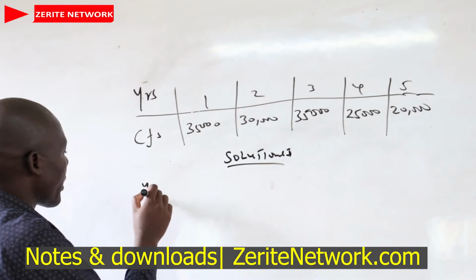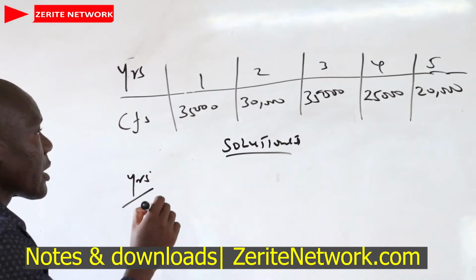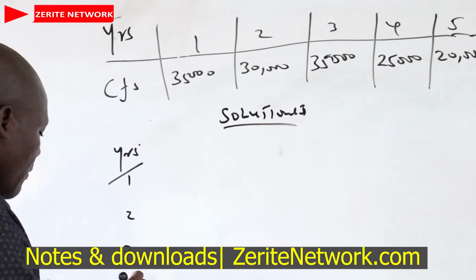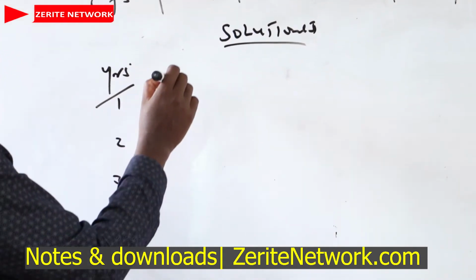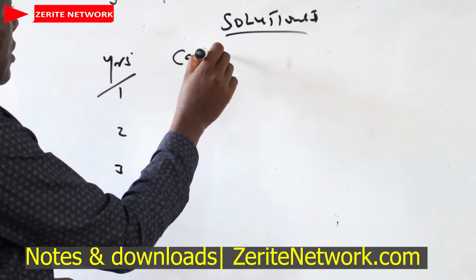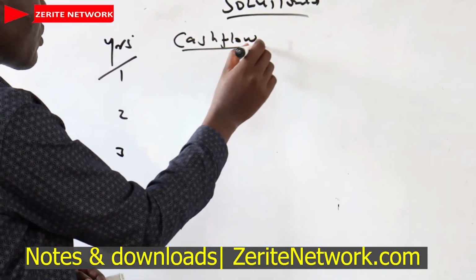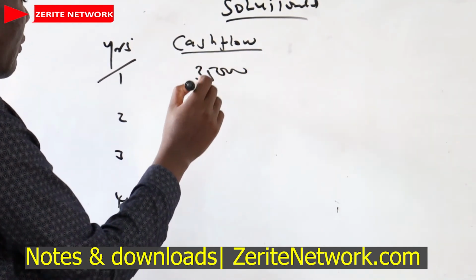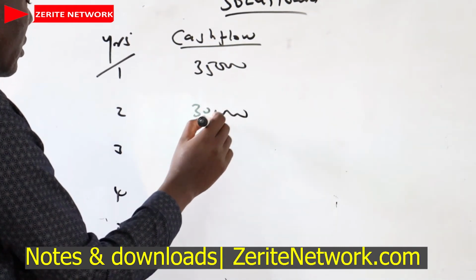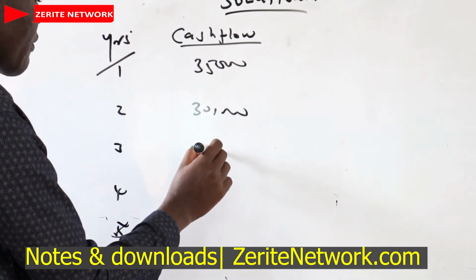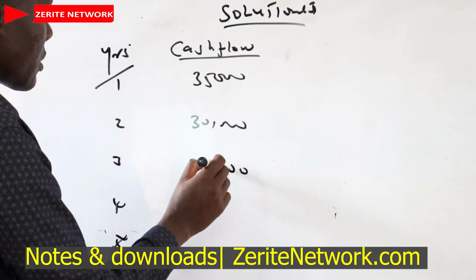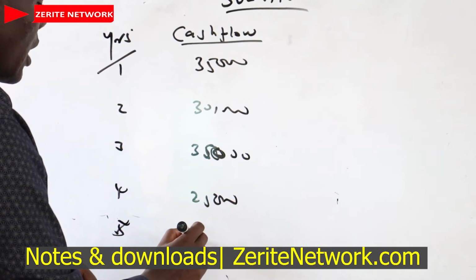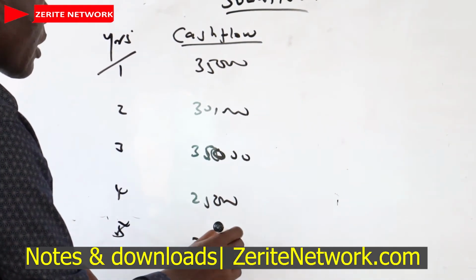Now, in the first column we will write the years, 1 up to 5: 1, 2, 3, 4, 5. Then the cash flows. The cash flow for year 1 was 35,000, for year 2 was 30,000, for year 3 was 35,000, for year 4 was 25,000, and lastly, year 5 was 20,000.